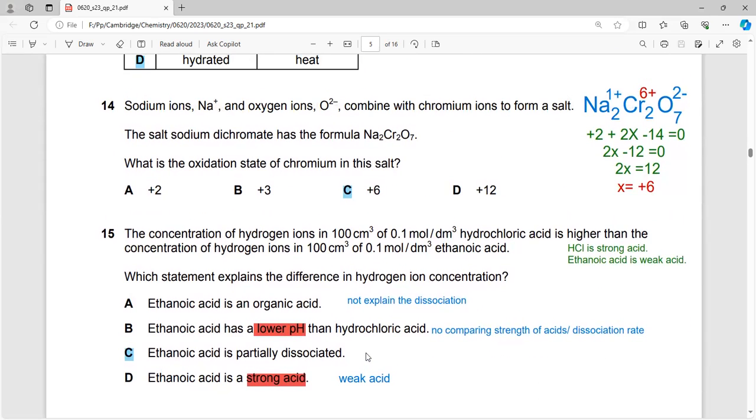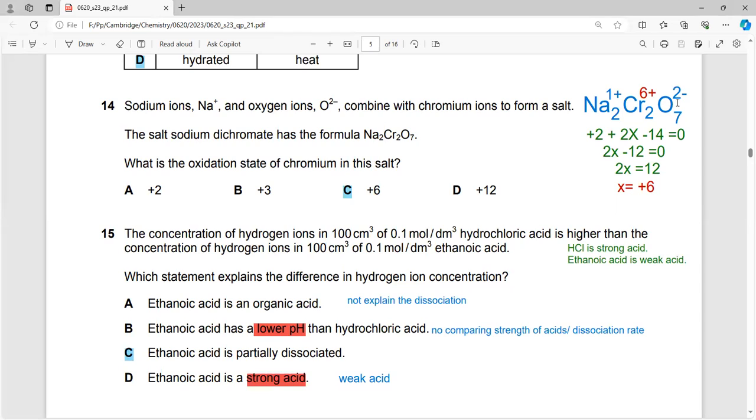We're going to move to question number 14. Sodium ions and oxygen ions combine together with chromium ions, and they produce a salt, sodium dichromate. What is the oxidation state of chromium in this salt? You can see the oxidation states given: sodium is +1, oxygen is -2. What is the oxidation state of chromium? We can calculate this from the formula. There are 2 sodium atoms, and 2 chromium atoms, which we don't know about. The oxygen has 7 atoms.